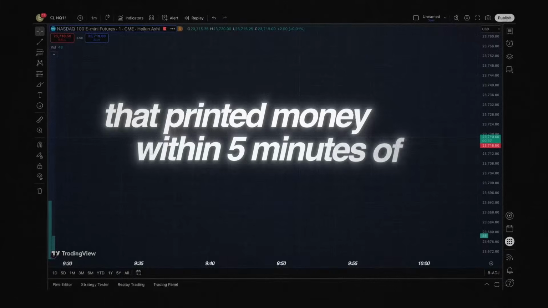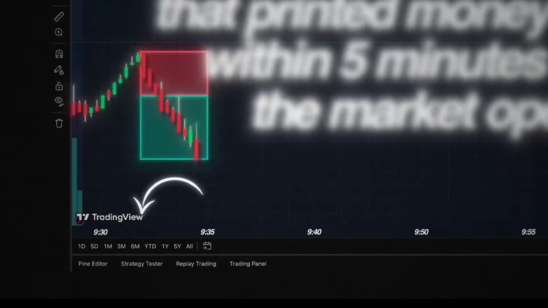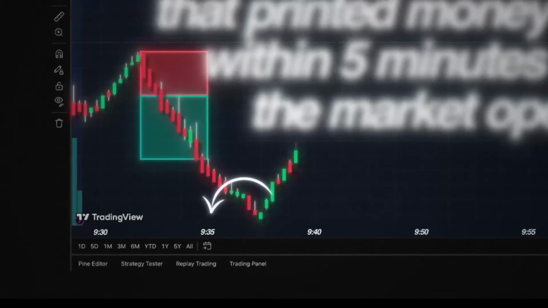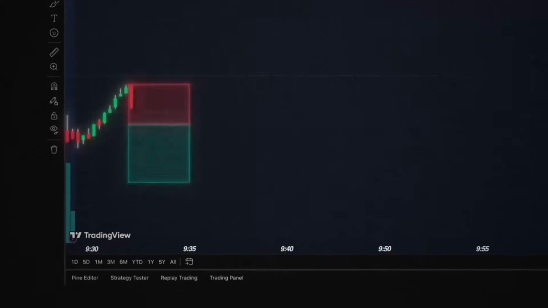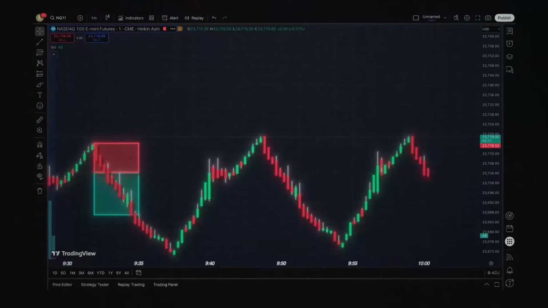So today I want to show you a short setup trade I took that printed money within 5 minutes of the market opening. I entered at 9:33 Eastern time and I got out by 9:35. And no, I wasn't just randomly guessing. This is an exact setup I look for every single day, and it happened to play out within those first 5 minutes of the market opening, and I want to show you exactly what that looked like.